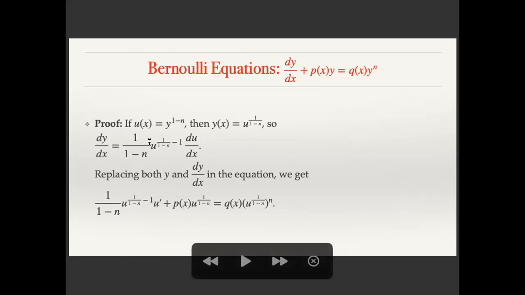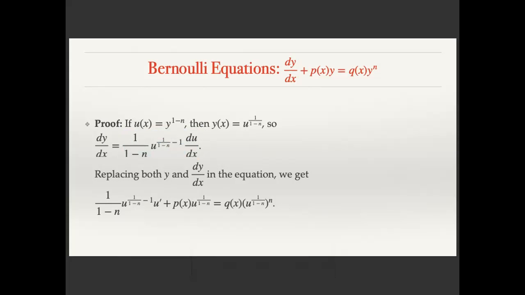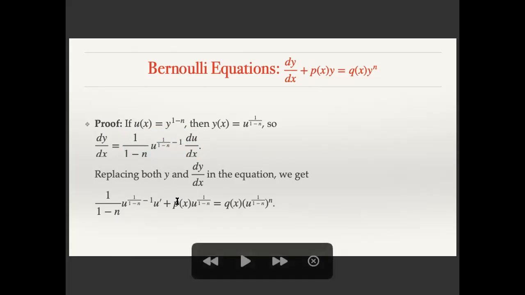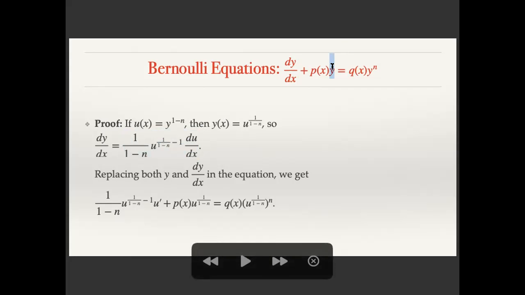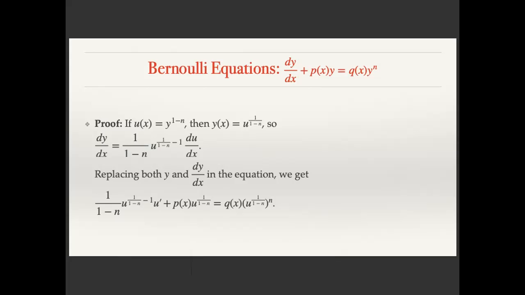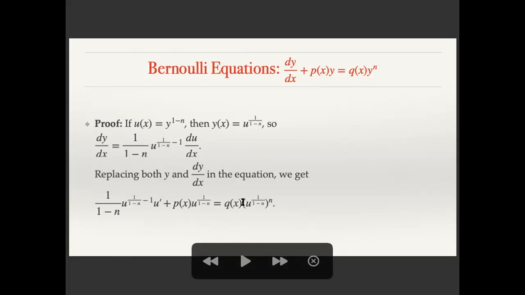Then we make this substitution according to the chain rule as computed here into the equation. Here I wrote it: 1 over 1 minus n times u to the power 1 over 1 minus n minus 1 times u prime. And then it's plus p of x times u to the power 1 over 1 minus n. Why is that? It's because this was y in the equation, and I replaced it by u to the power 1 over 1 minus n. So this is equal to q of x times y to the n, which is u to the power 1 minus n, quantity to the power n.